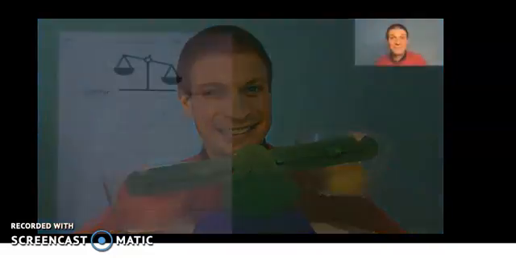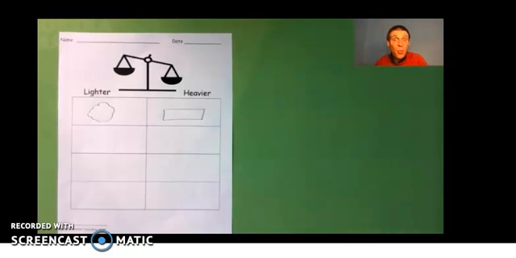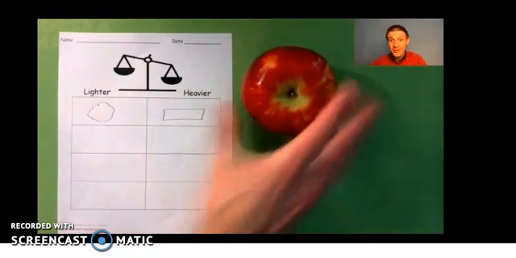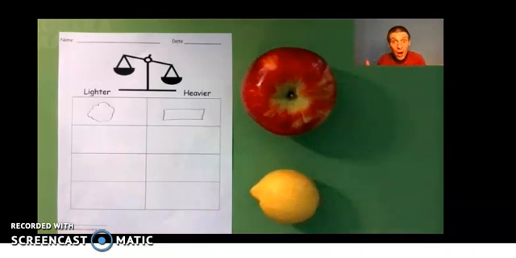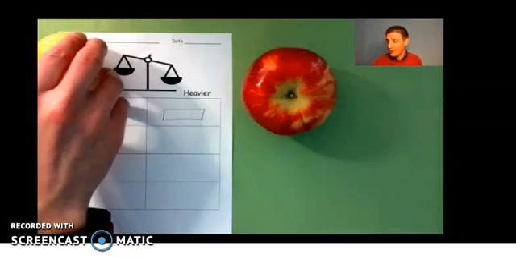Let's draw that on our recording sheet. We just compared the weight of an apple and a lemon. Which one was heavier? Think. Say it. Yes, the apple is heavier than the lemon. I'll put the lemon over here. Pause your video and draw the lemon and the apple on your lighter or heavier recording sheet.